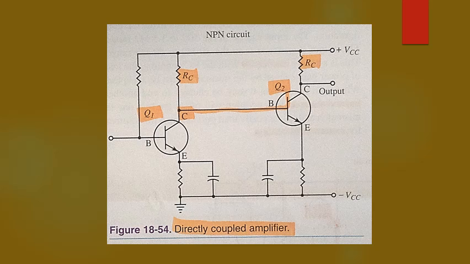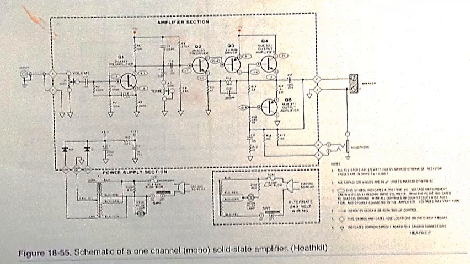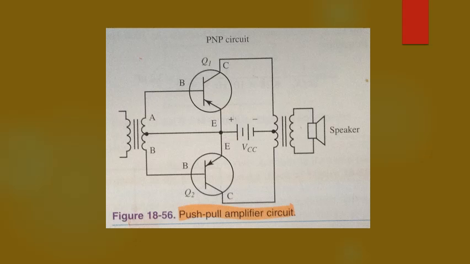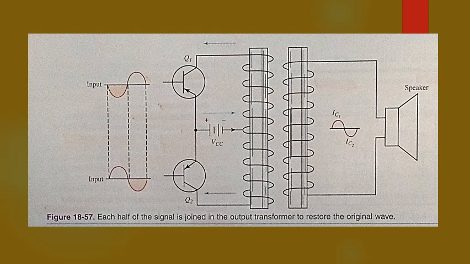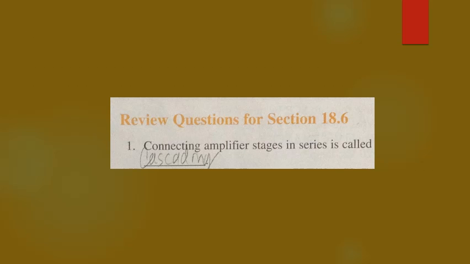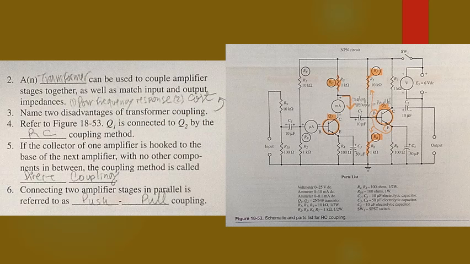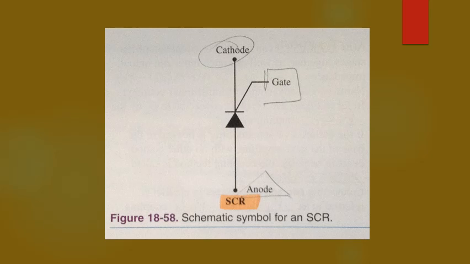Direct coupling. In many circuits, very low frequency signals must be amplified, or perhaps any change of bias must be retained. Current is amplified by the direct coupled circuit. Push-pull coupling. Two transistors joined in parallel, in figure 18-57 on Q1, conduction for section 18.6 shown by arrows. Connecting amplifier stages in series is called a transformer. A transformer can be used to couple amplifier stages together, as well as match input and output impedances.